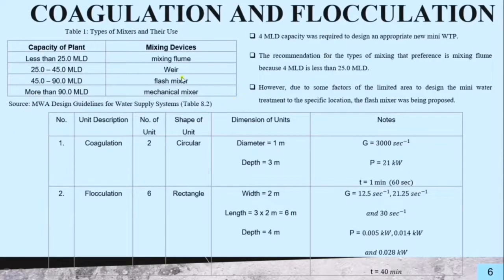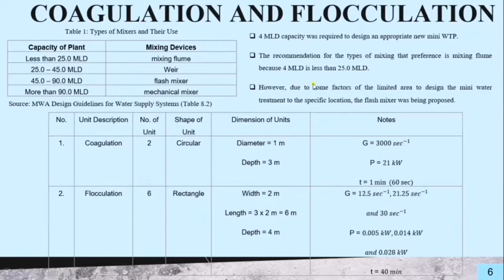Okay, this table refers to the types of mixer and their use according to the MWA Design Guideline for Water Supply System, table 8.2. So in this project, a 4 million liter per day capacity was required to design. Then the recommendation according to the table of the MWA Design Guideline is to use the mixing flume because the plant capacity is less than 25 million liter per day.